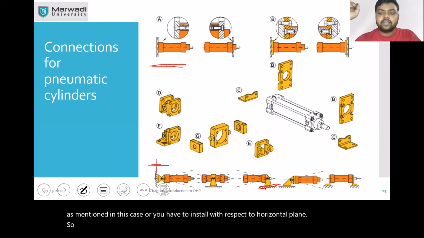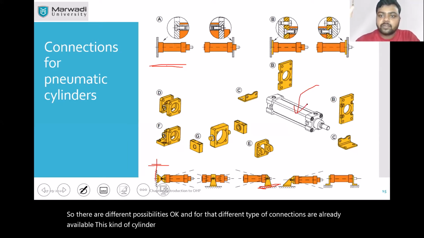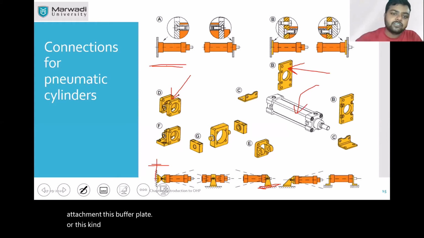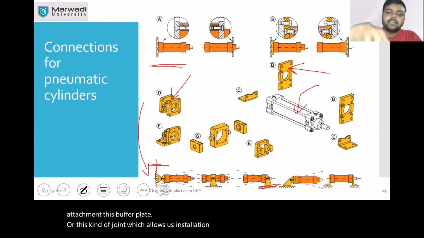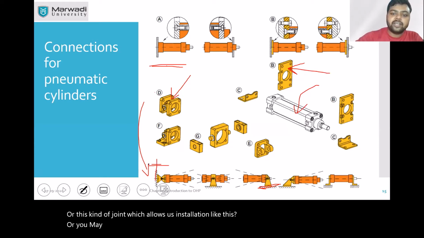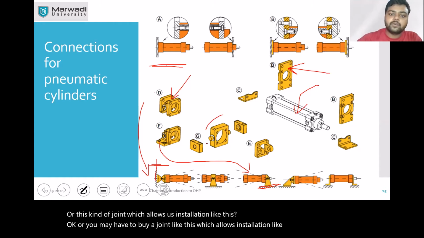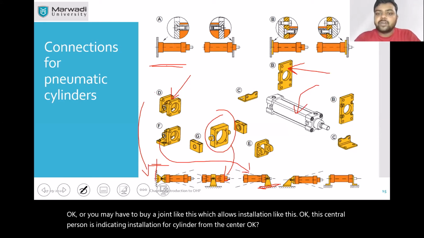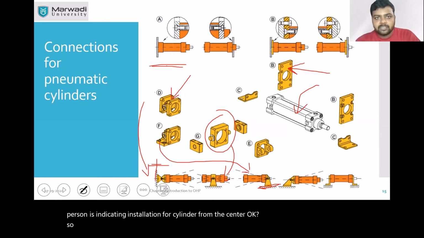For that, different types of connections are already available. This kind of cylinder will remain common, but in addition you may have to buy an attachment like this buffer plate or this kind of joint which allows installation like this. Or you may have to buy a joint like this which allows installation like this. This central portion is indicating installation for the cylinder from the center. So all different kinds of arrangements are available in the market.